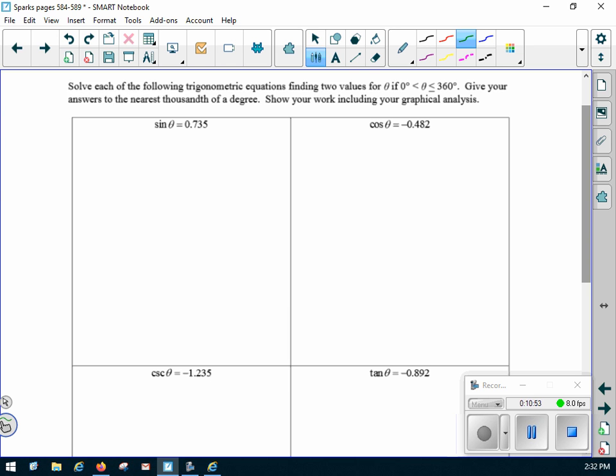Solve each of the following trig equations, finding two values of theta, and look at the interval we're on. Give your answers to the nearest thousandth of a degree. How many places? 3 places. Is the sign of theta positive or negative? What quadrants have a positive sign? 1 and 2. So I've got to find an angle in quadrant 1, and I've got to find an angle in quadrant 2.